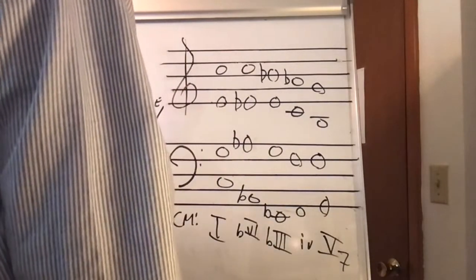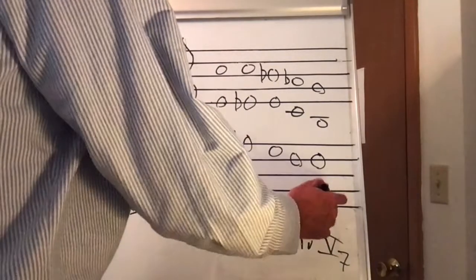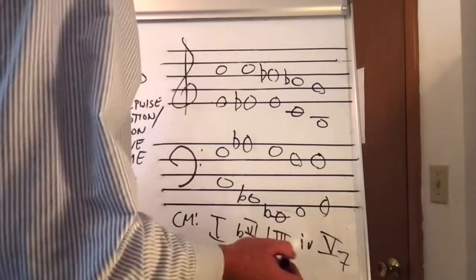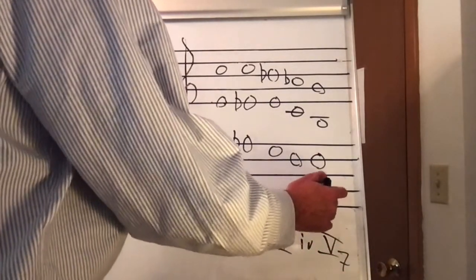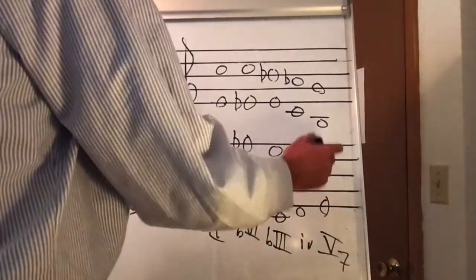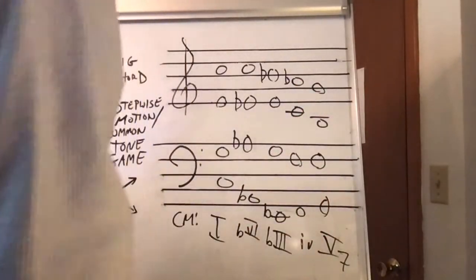So we've left out the chordal fifth, which is totally fine, right? So we just have G. We have another G. We've doubled the root. We've had the chordal seventh and the chordal third, so that's perfectly acceptable.